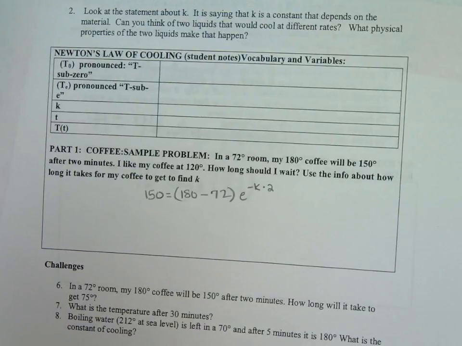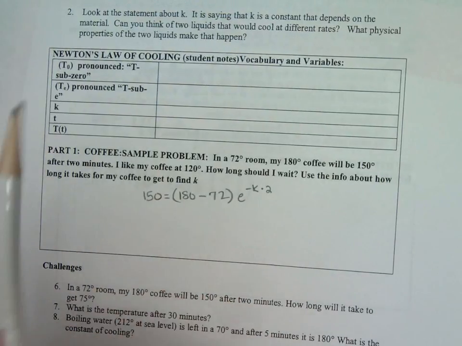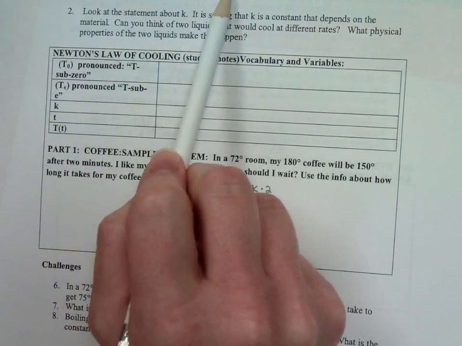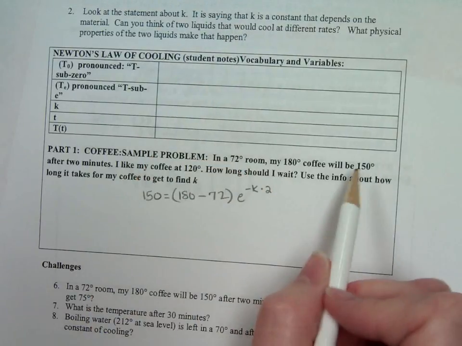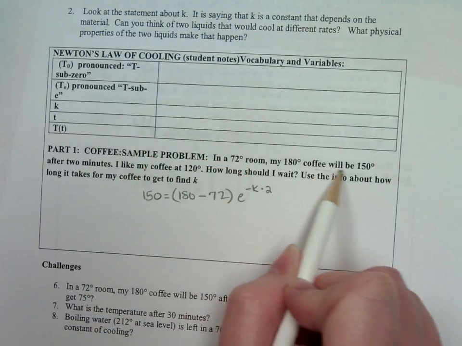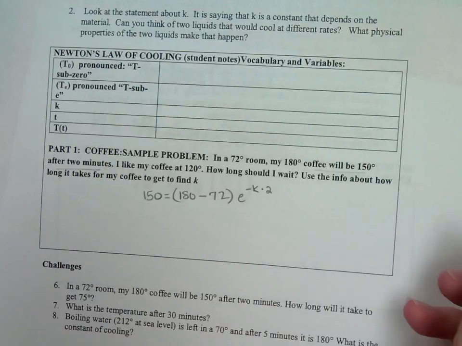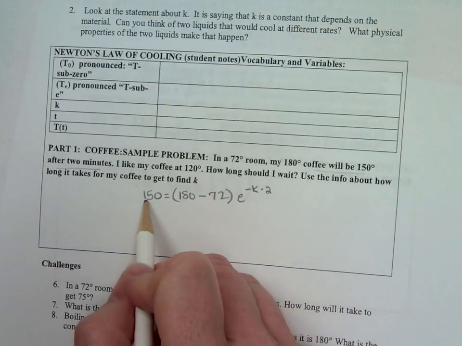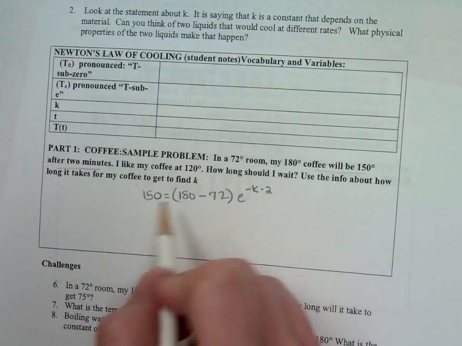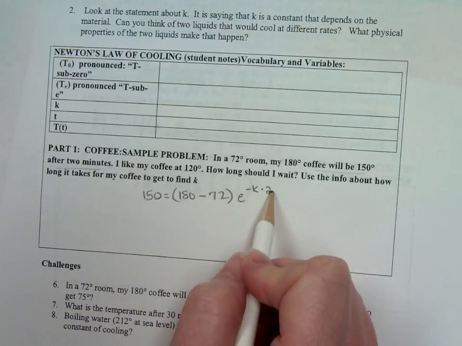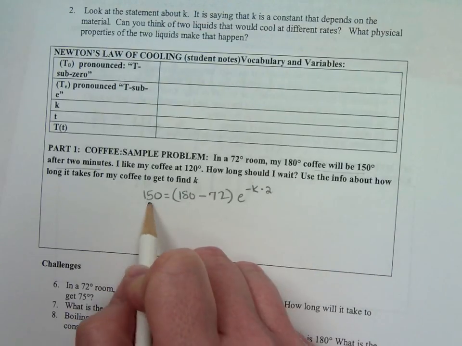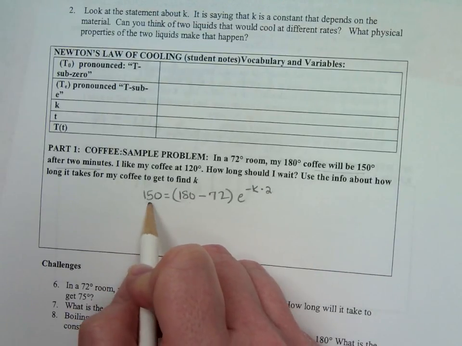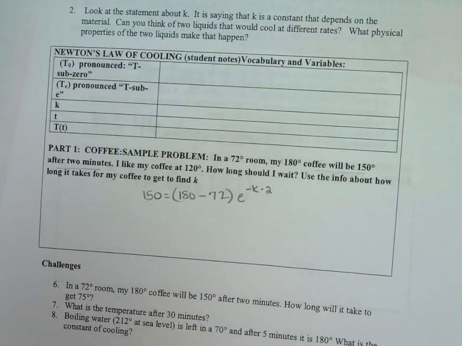Now, let's solve this. Why is it 150? Because T of t is the temperature of the object at time t. So in 2 minutes, my coffee's going to be 150 degrees. It started out at 180 and it's going to be 150 in 2 minutes. That is T of t, the temperature at time t. Okay, so let's see if we can solve for k.